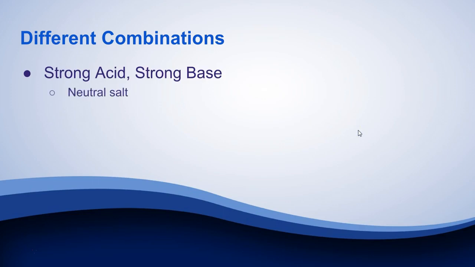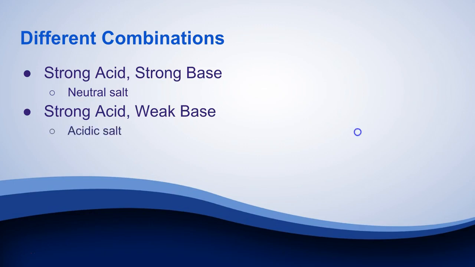There's a couple different combinations. So we could have strong acids with strong bases. This is what you normally think of as a neutralization reaction, where you completely neutralize the salt and you end up with a neutral salt. We could have a strong acid with a weak base. That's going to leave us with an acidic salt. A weak acid with a strong base is going to leave us with a basic salt.